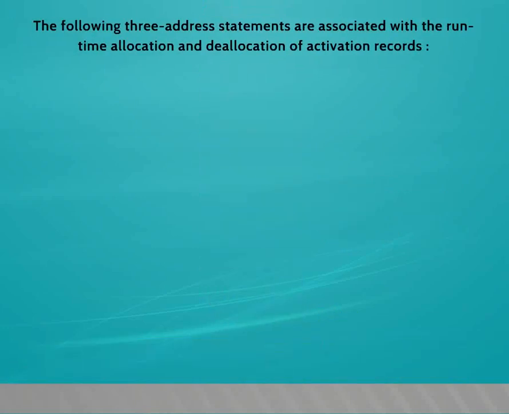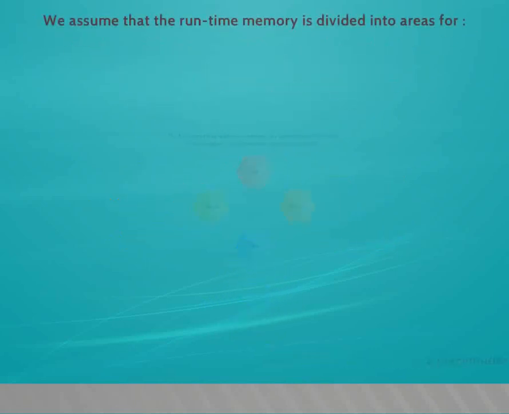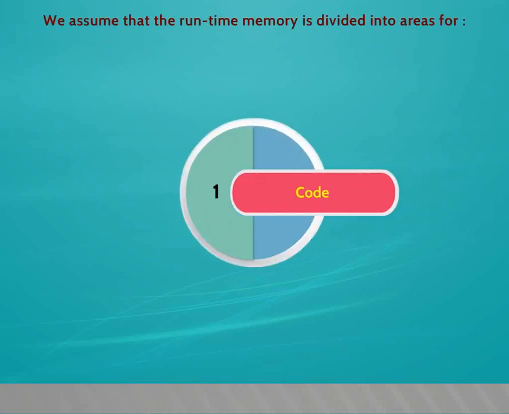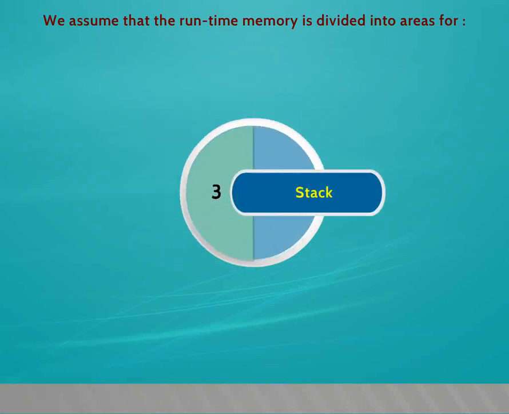The following three address statements are associated with the runtime allocation and deallocation of activation records: call, return, halt, and action, a placeholder for other statements. We assume that the runtime memory is divided into areas for code, static data, and stack.